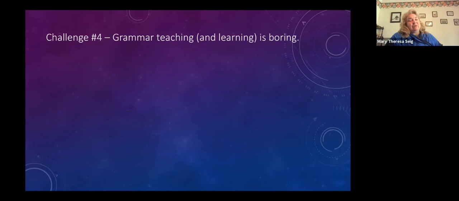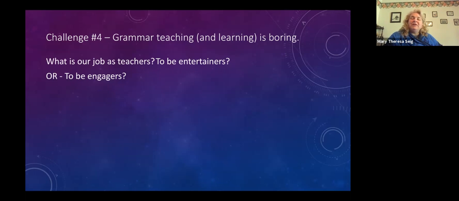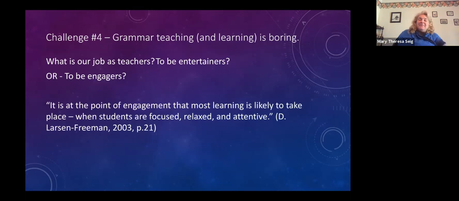So let's move on to challenge number 4. I hear this one even from my kids: grammar teaching and learning is boring. And the question is, what is our job as teachers? Are we supposed to entertain our students? I don't think so. But I do think we are supposed to engage our students. And Larsen-Freeman puts it this way: it is at the point of engagement that most learning is likely to take place, when students are focused, relaxed, and attentive.